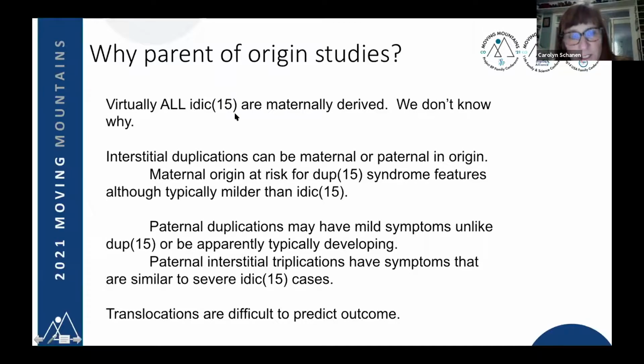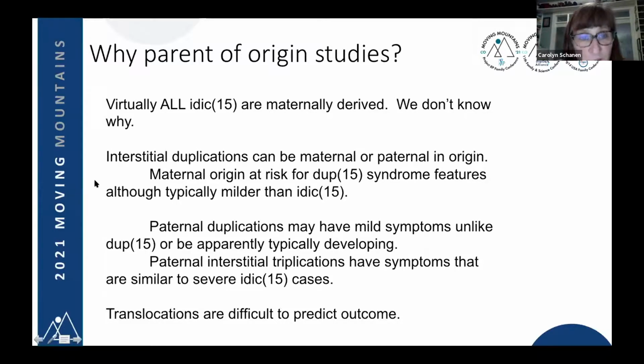And then the last question is, where did it come from? Why do we want to know if it's maternally derived or paternally derived? Well, virtually all IDIC 15s are maternally derived. There have been 2 so far, out of all of the years that these things have been studied, that have been reported that have come from a paternal chromosome. And those have all been in the face of multiple kind of craziness things going on in the genome. So, and they didn't have symptoms that looked at all like IDIC 15 or Dup15 syndrome. And we don't know why that's happening, but there's been much debate.